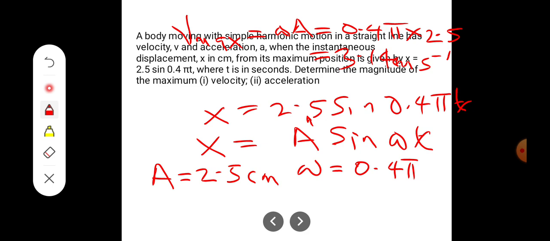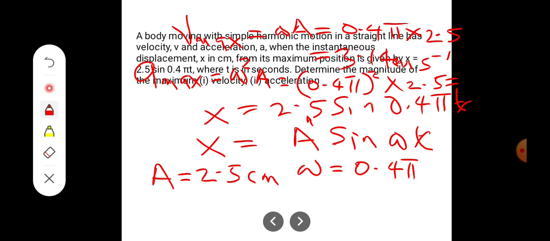Now let's see, the next one is acceleration. What is the formula for acceleration? Maximum acceleration. A maximum, like we said, is equal to omega squared A. So your omega here will be squared, that means 0.4 pi is going to be squared in this case, then multiplied by your A, which is 2.5. So if we use our calculator here, your 0.4 pi should be squared, then multiplied by 2.5.